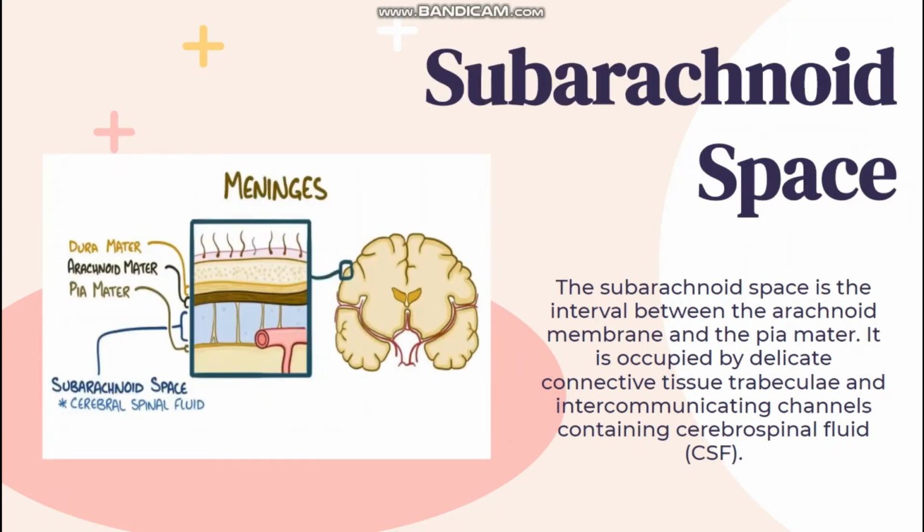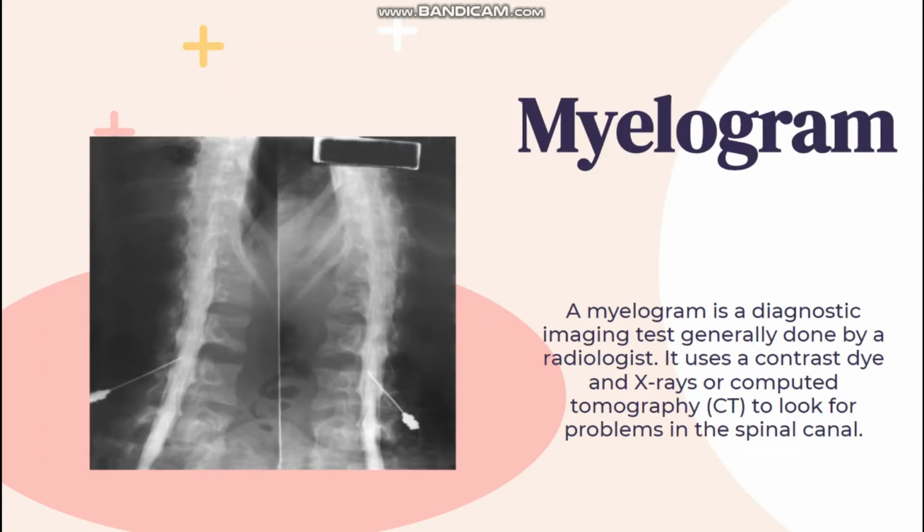The subarachnoid space. The subarachnoid space is the interval between the arachnoid membrane and the pia mater. It is occupied by delicate connective tissue trabeculae and intercommunicating channels containing cerebrospinal fluid. A myelogram is a diagnostic imaging test generally done by a radiologist. It uses a contrast dye and X-rays or computed tomography or CT scan to look for problems in the spinal canal.